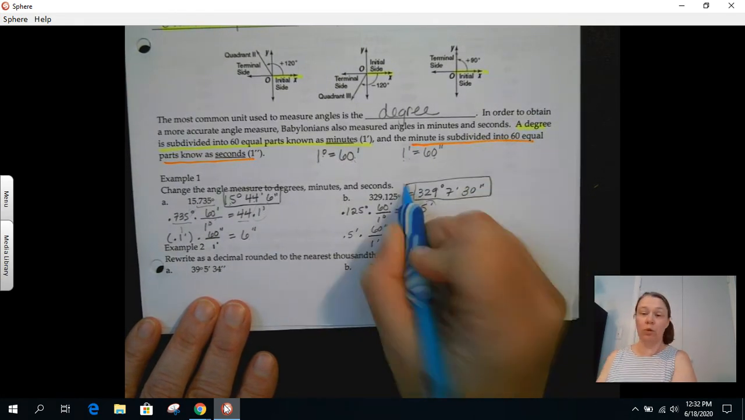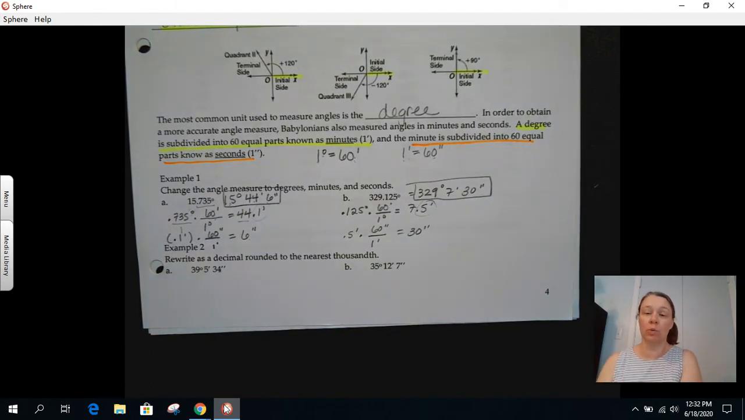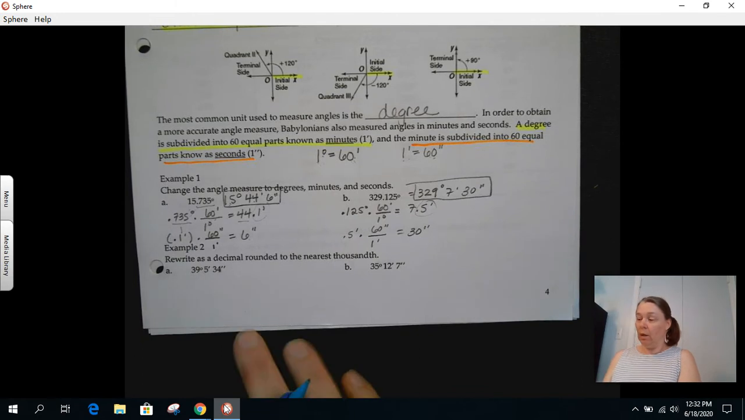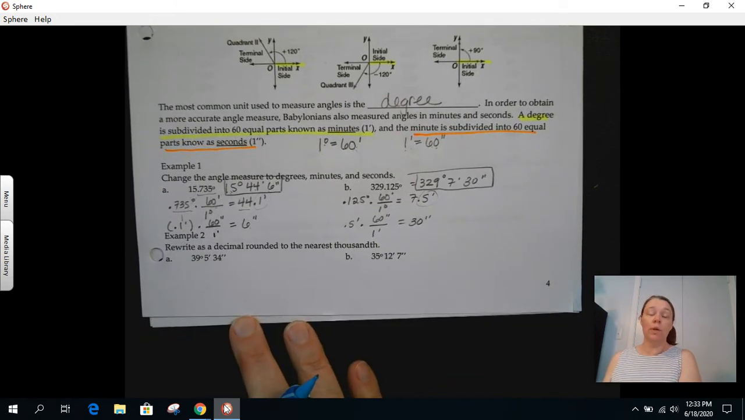Okay, so 329 degrees, 7 minutes, 30 seconds. We don't put commas or anything in between. We just leave it like that. Okay, so then example 2 is going the other direction.